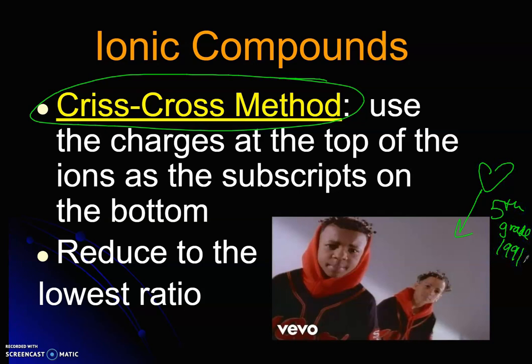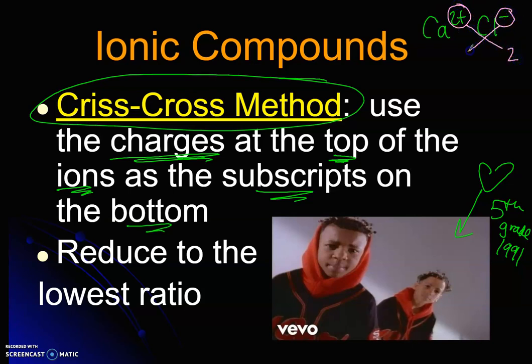Ooh, I love it. So what you're doing is you're using the charges at the top of your ions to be the subscripts on the bottom. So if you go back to that calcium, Ca2+, and Cl-, I am going to take this 2+ and drag it down here, and this 1- and drag it here, and then my formula is going to be Ca1Cl2. But we don't write the 1, that's understood. So we write CaCl2, and that would be my formula.